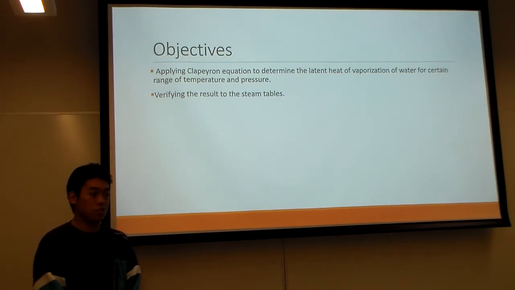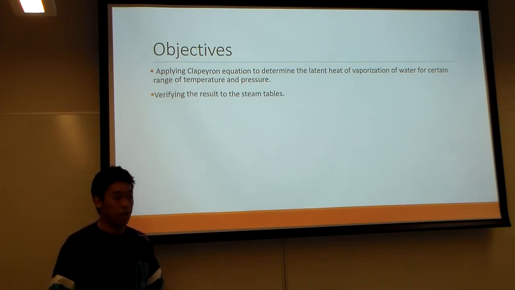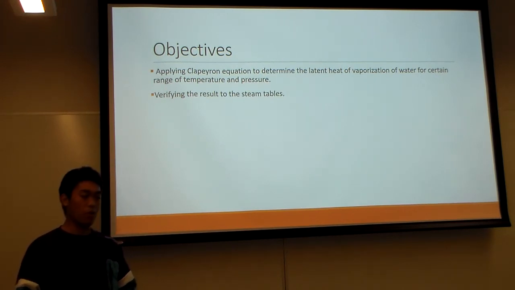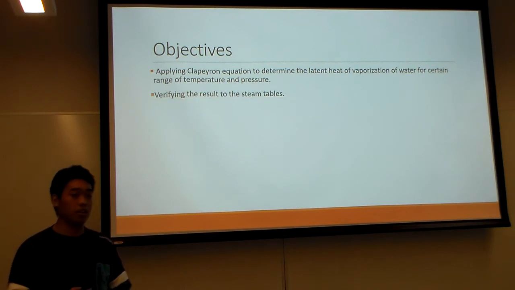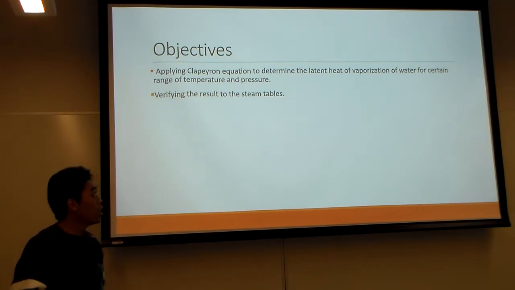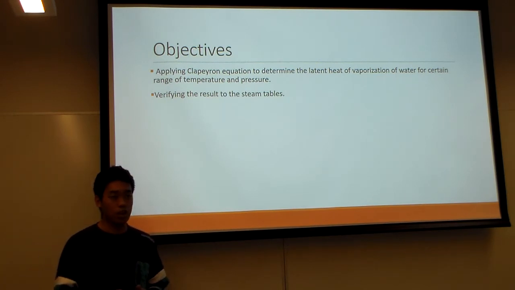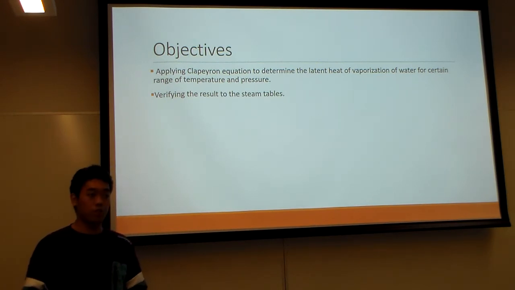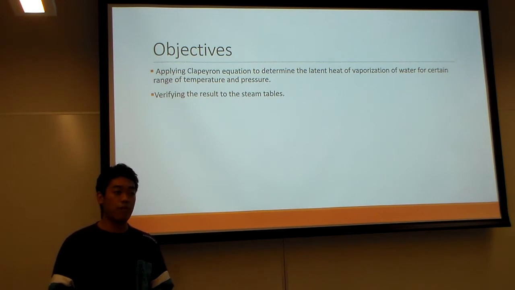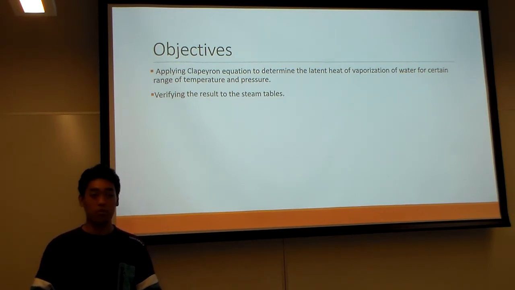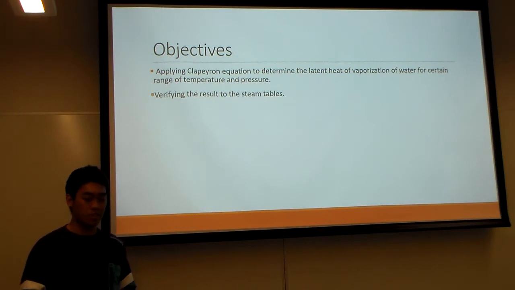So the objective of this experiment is to apply the Clapeyron equation to determine the latent heat of vaporization of water for a certain pressure and temperature. And after that, we have to verify the result of the experiment against the steam table of the thermodynamics textbook.